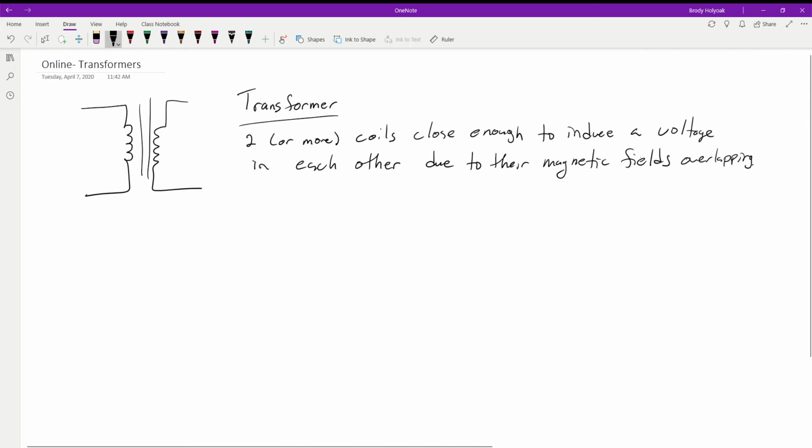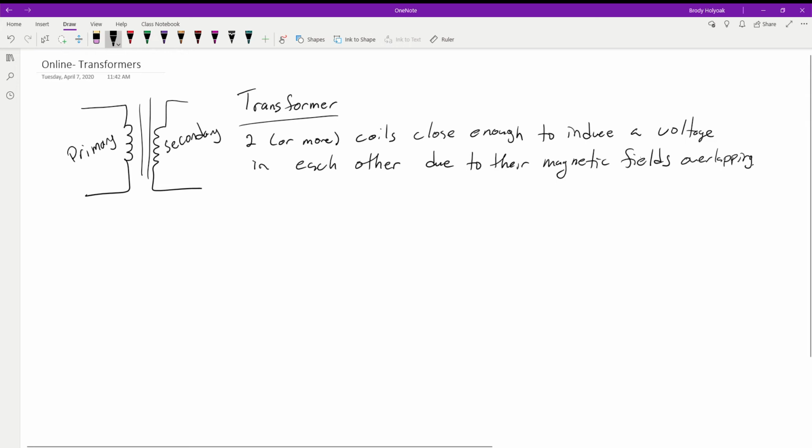So now, how this works is, in a transformer we have two areas of the transformer that we're going to talk about. We have a primary side and we have a secondary side. Depending on how these are made, they're going to have different ratios and things that we're going to talk about and how they work. But the idea is we energize one side of the transformer, which we'll call the primary side, and the secondary is where we're going to take the output.